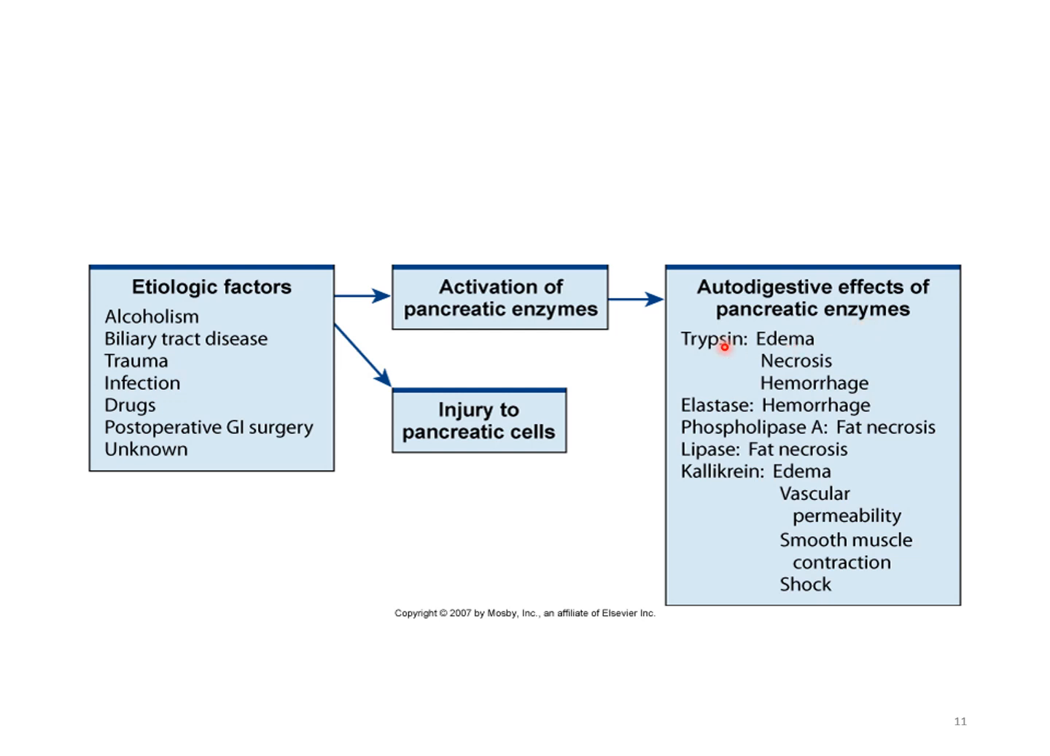So trypsin apparently is primarily responsible for edema, necrosis, and hemorrhaging. Elastase, hemorrhaging; phospholipase, fat necrosis; lipase, fat necrosis. Kallikrein, these are the other ones. So here we're mentioning more of the other types of enzymes that come from the pancreas. So kallikrein: edema, vascular permeability, smooth muscle contraction, and shock. So this is just a more holistic look at some of the enzymes.